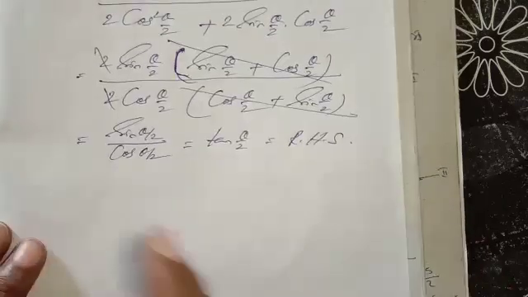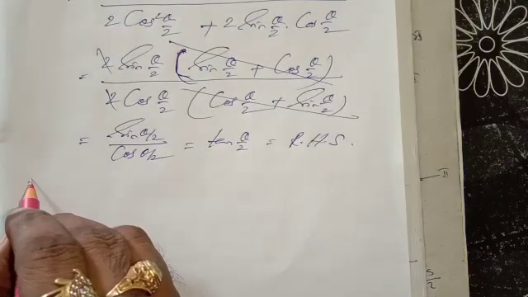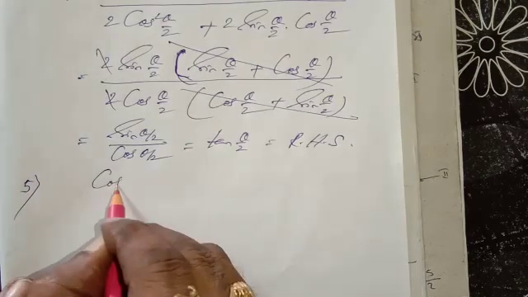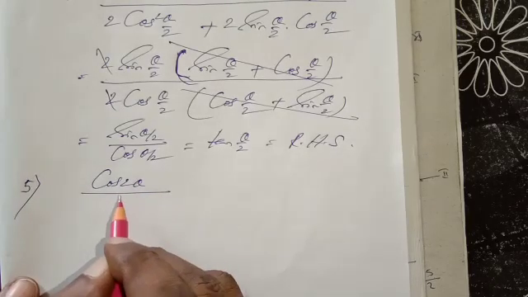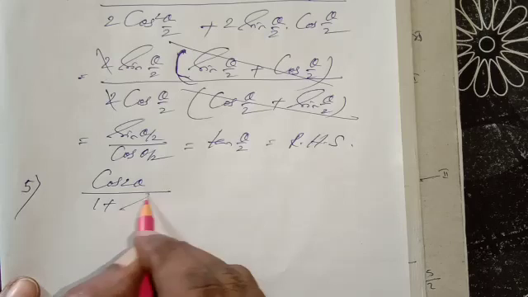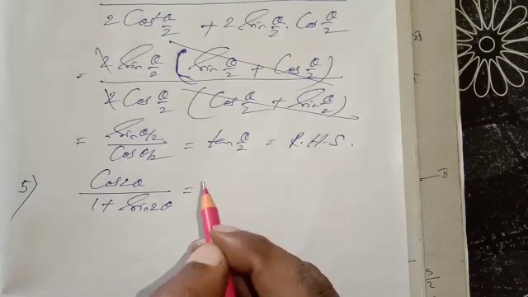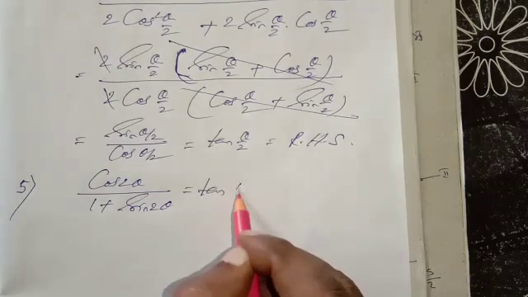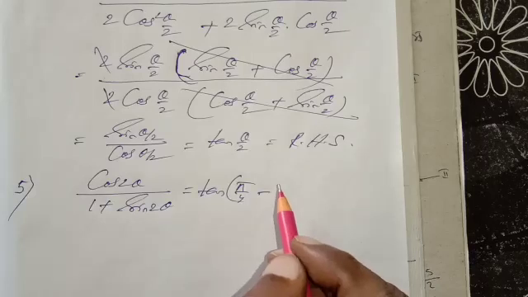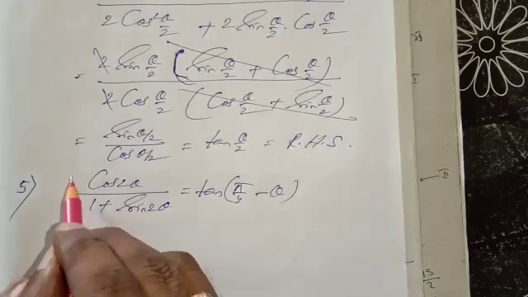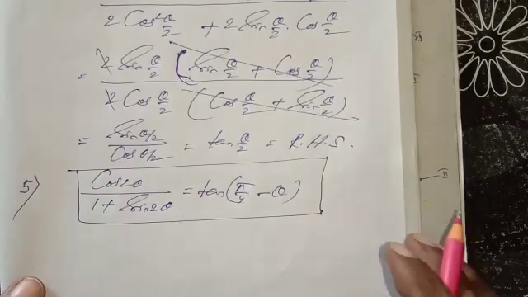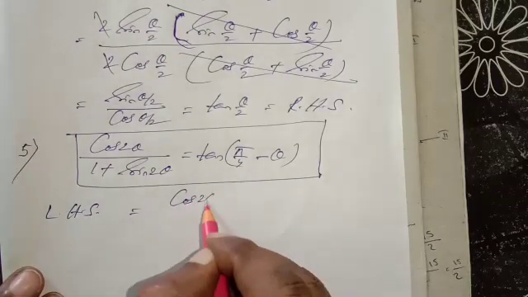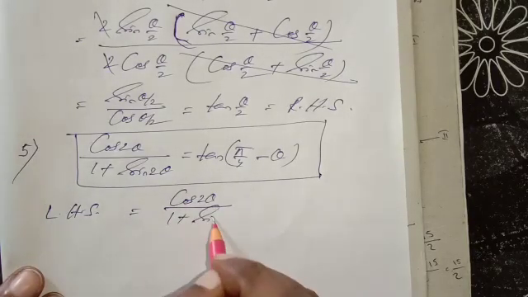Let us take one more question, that is question number 5. It is given you have to prove cos 2 theta divided by 1 plus sin 2 theta is equal to tan of pi by 4, that is 45 degrees, minus theta. You have to prove it. This is the question given. First of all, you copy the left hand side. What is written here? Left hand side of the question given is cos 2 theta by 1 plus sin 2 theta.